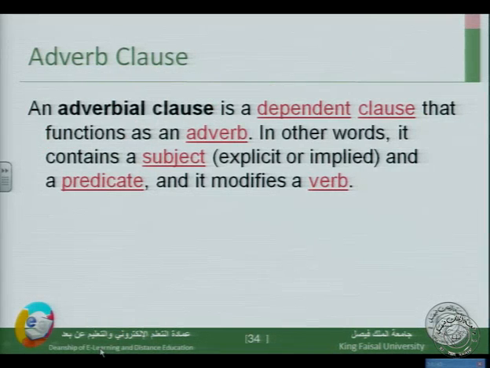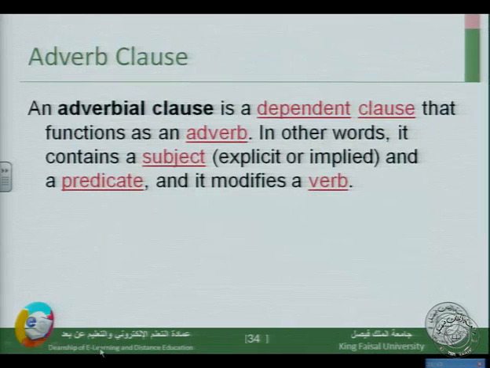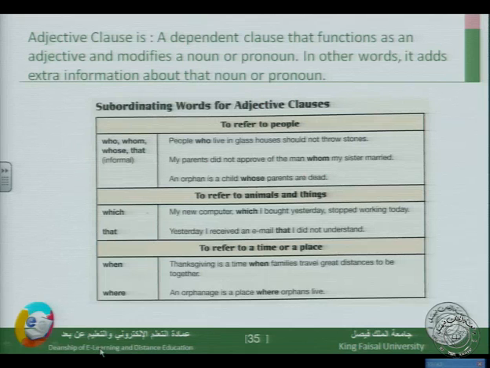Also, we have talked about the adverb clause. And we learned that an adverb clause is a dependent clause that functions as an adverb. It contains a subject and a predicate and it modifies a verb. We said that with an adverb clause we can ask when, sometimes, or how, for the manner, why. Please go back to lecture 12 in order to understand the adverb clauses and how they modify the verb.